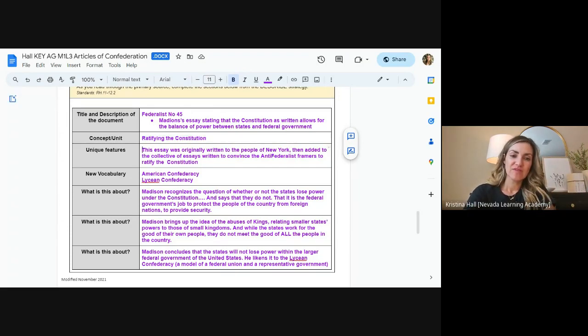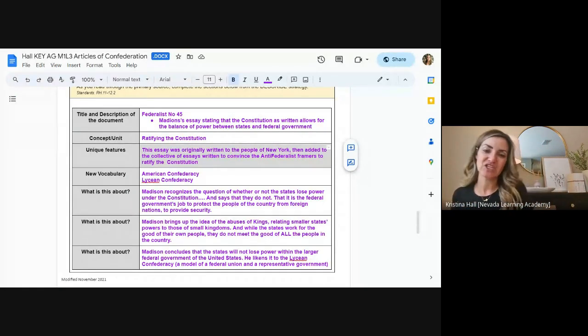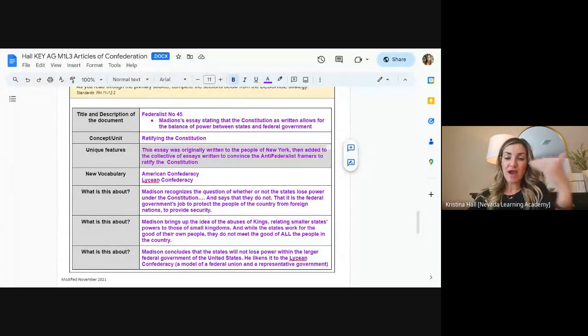Unique features. This essay was originally written for the people of New York and then added to a collection of essays to try to convince, again, the anti-federalists to ratify this new Constitution. It was different men writing papers, but eventually they took all of them and called them the Federalist Papers, and took the papers for the anti-federalists and made them a collection. It's not like they went out to make a collection. It just happened because they were writing this to the people, trying to convince them of how to vote. Again, like campaign ads.